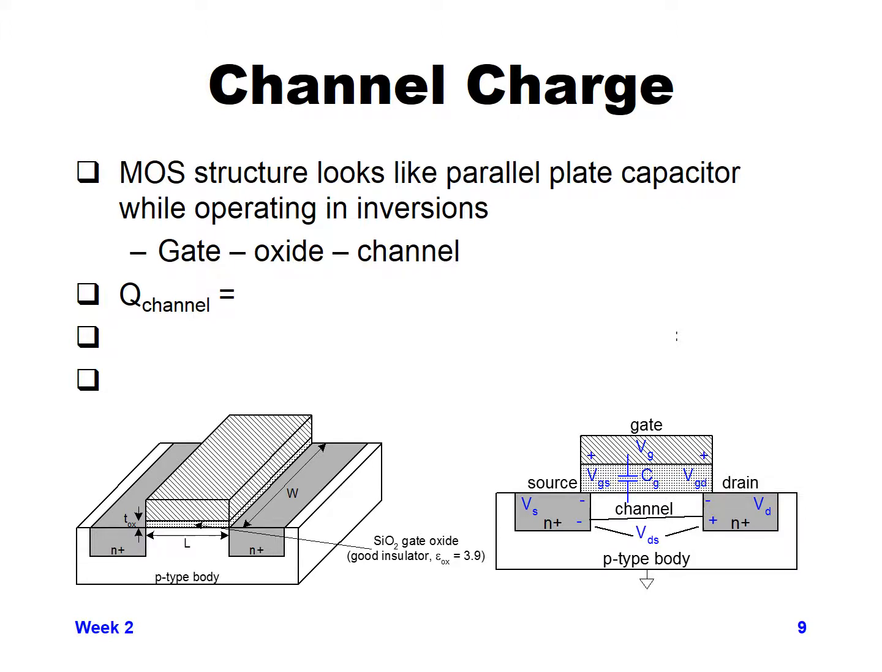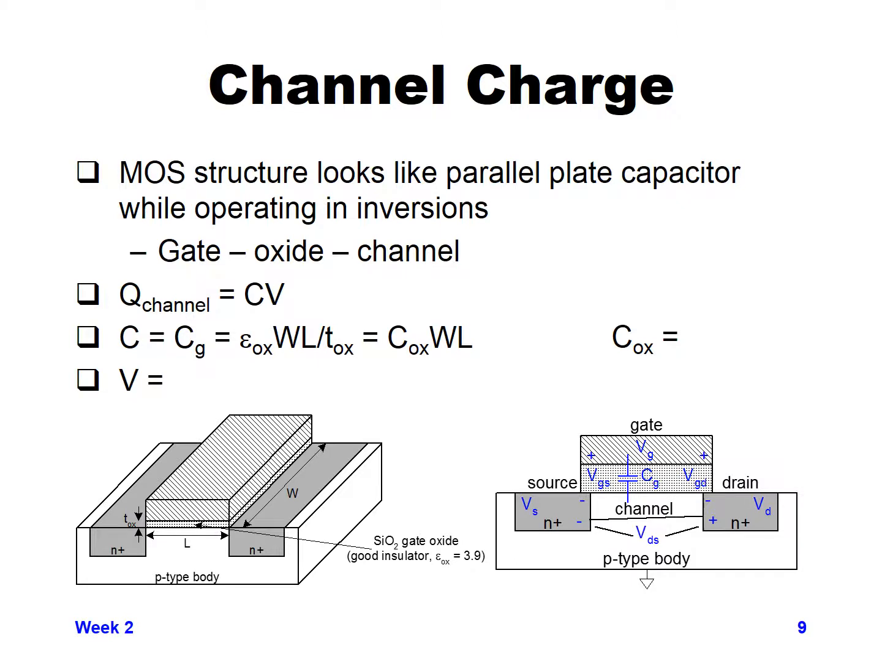Keep in mind the MOS structure looks like a parallel plate capacitor when you're in the inversion region. We have a polysilicon gate, an oxide, silicon dioxide layer, and then the channel underneath that. So the charge in the channel is the capacitance of your structure times the voltage between the gate and the channel.